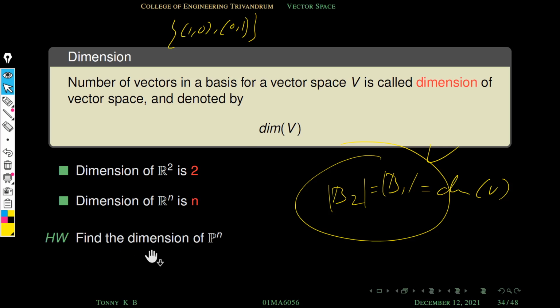Okay, this is a simple homework. Find the dimension of Pn. Your job is to first of all find a basis. Basis means the set should be a spanning set of Pn and it is linearly independent. Then the number of elements in that basis is the dimension of Pn. Okay. In a later session, we will discuss more problems related to basis and dimension and some properties of basis. Okay, thank you.